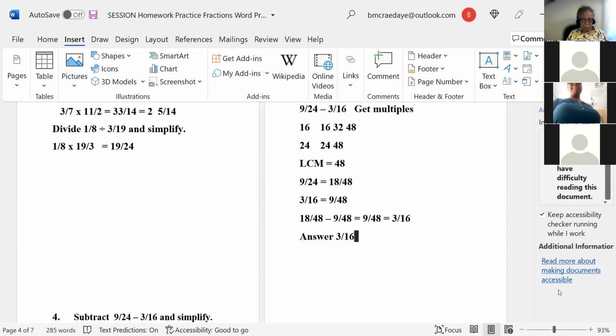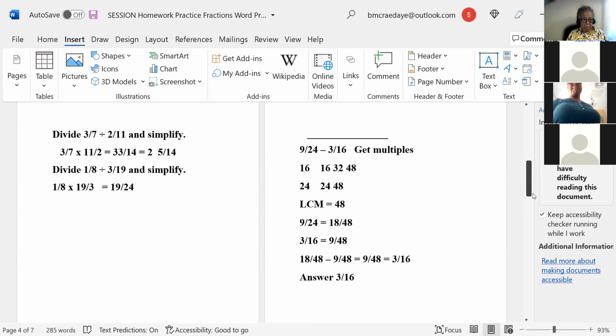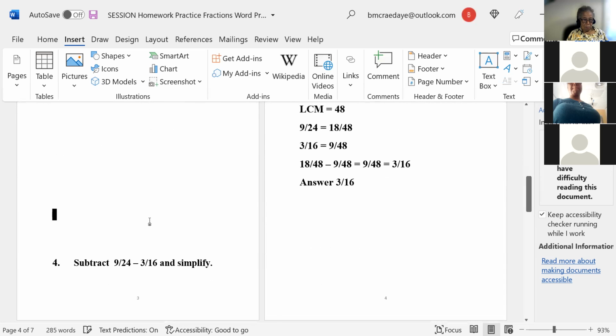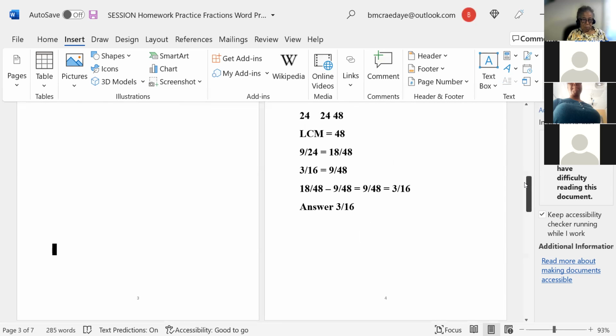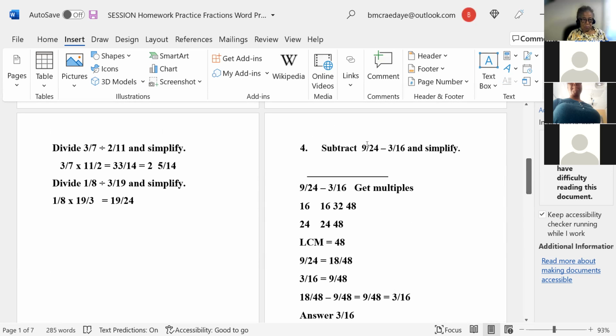Yeah, so just remember, let's go back here. We're subtracting. So the answer for number 4 is 3 over 16. Okay, so let's go back up here. There are 2 ways to do it. You could cross multiply: numerator 9 times denominator 16, and then 24 times numerator 9. Left is top, right is bottom.